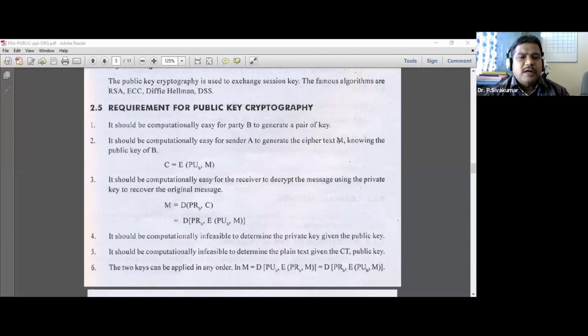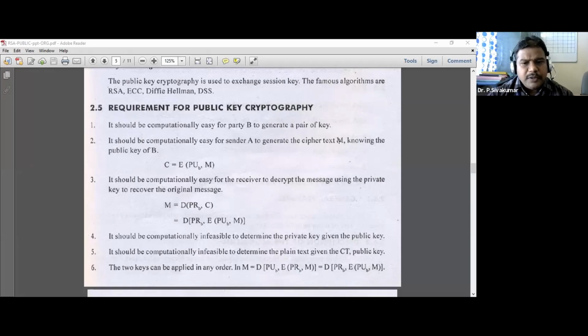Okay. It should be computationally easy for party B, that is user B, to generate a pair of keys. Normally, when user A wants to send a message to B, user B can generate the pair of keys. Similarly, the sender can also easily generate a pair of keys, a private key and a public key. It is computationally very easy because both are mathematically related. Okay. Then the third one is here.